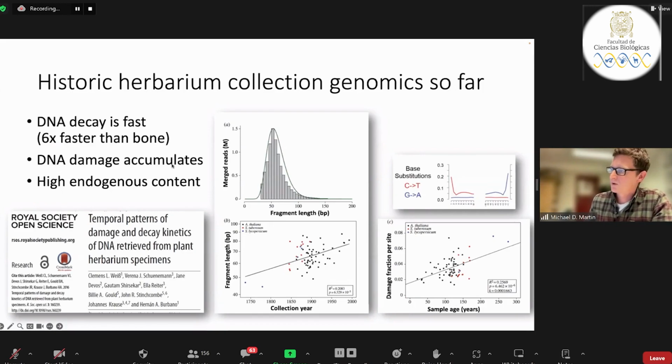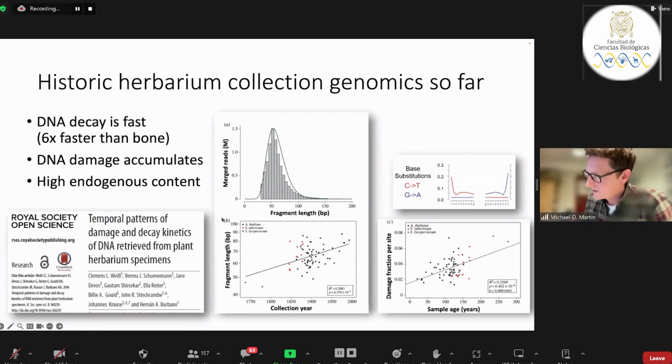So we find DNA damage in these herbarium specimens, which correlates with age or the year of collection. You can see that here. Also the degradation, you can see that here, the damage fraction. And the length of the fragments that we can recover from these specimens is also highly correlated with the amount of time since they have been collected. So over time, the DNA gets shorter and shorter and more damaged.